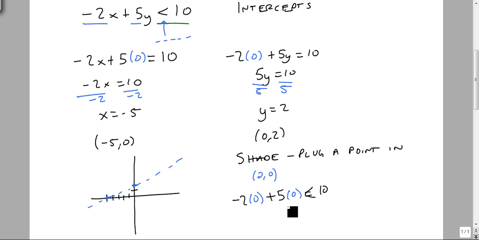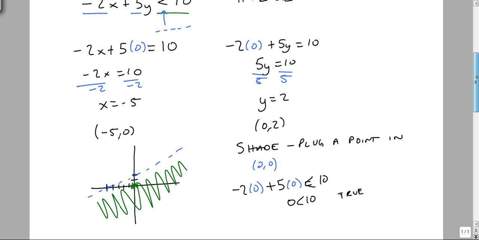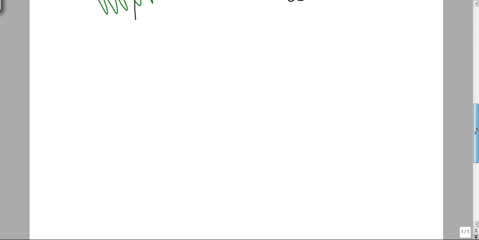So minus 2 times 0 and 5 times 0 is 0. 0 is less than 10. This is true. So I'm going to take my point. I tested 0, 0 and it was true, so I need to shade 0, 0. And since I'm already on this side, we're just going to shade the same side as the point we tested because it worked. And this gives us our graph.